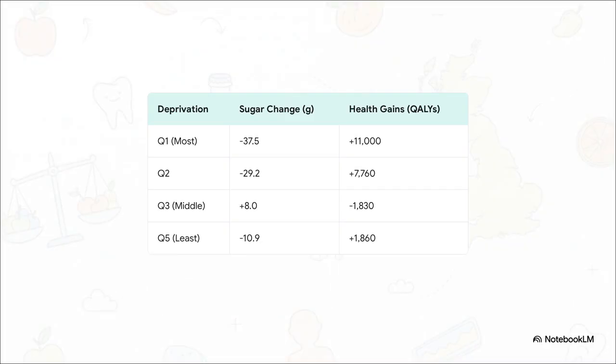Now, this is probably one of the most important slides because it directly answers that criticism about the tax being regressive and hurting the poor. The data shows the complete opposite happened. The biggest reduction in sugar purchases, and because of that, the biggest predicted health gains, were seen in the most deprived households. In terms of its health impact, the policy was actually progressive.